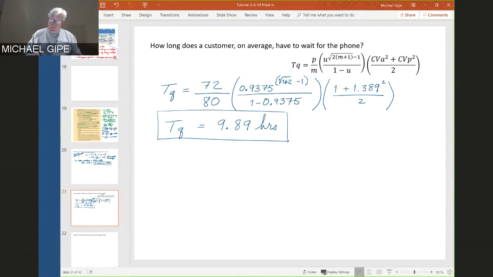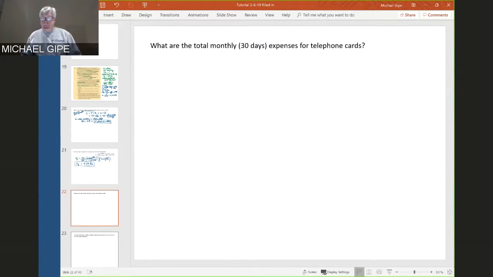Okay, and of course, notice that it costs us something to have the customers waiting. What are the total monthly expenses for telephone cards? So we're going to give a card to the customer while they're waiting. I don't know how they're going to use this, but it'll be $1 per hour per customer that it costs us.